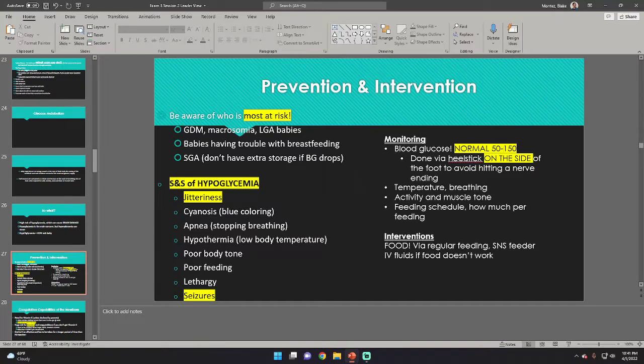We're looking at the tones. We're doing frequent assessments. We're keeping them on a feeding schedule. And really, we're going to talk about how much we're feeding in the next couple slides. Interventions: food, regular feeding, IV fluids if the food is not working. When it's talking about feeding, feeding is more present when you see that the baby is wanting to be fed. It's not really like a timer, like assessing vital signs or anything like that.